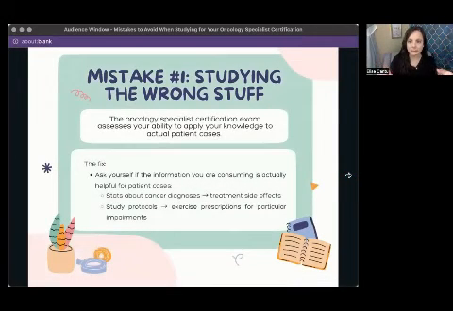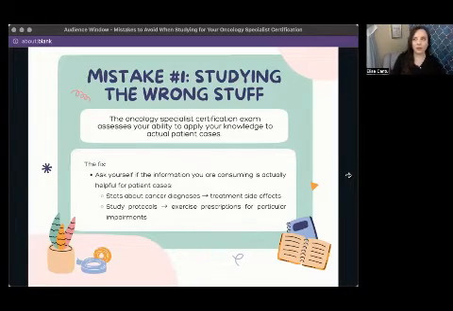So let's dive into these mistakes. Am I right? So, mistake number one that PTs make when studying for their oncology specialist certification exam is studying the wrong stuff. Now, this sounds very no duh, Elise, right? This sounds very basic. I mean, oncology specialist certification exam, I'm studying oncology things. But it's not as straightforward as that, because what this exam is looking at is your ability to apply your knowledge to actual patient cases. How well can you do that?